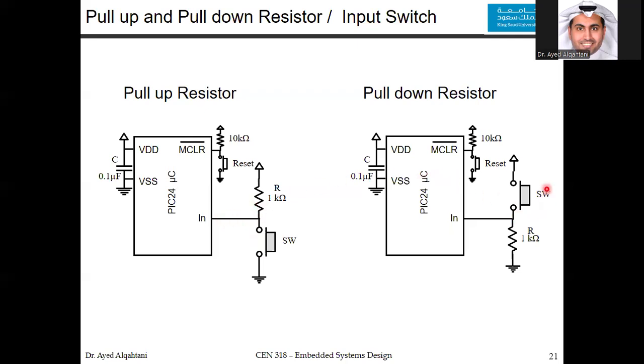If you choose the other setup, actually, we exchanged the places between the switch and the resistor. So now the resistor is pulling down. At this point, if the switch is in the release state, the input here is logic 0. If you push the button, then you will have it as logic 1, or the VDD.